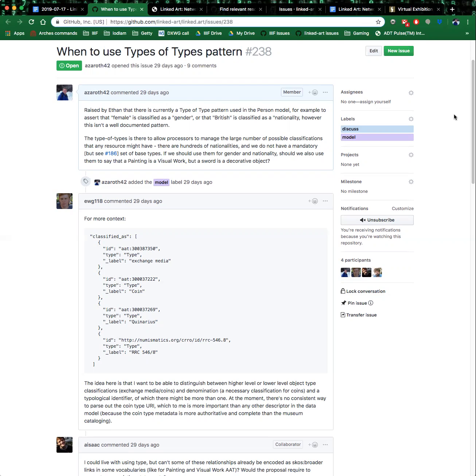Or I would like to have a more inclusive gender category, so I'm going to use these 2 AAT types, but also these 3 other terms from my custom gender vocabulary. And how do I group those into a single unit that a machine can say, oh, these types all belong together?